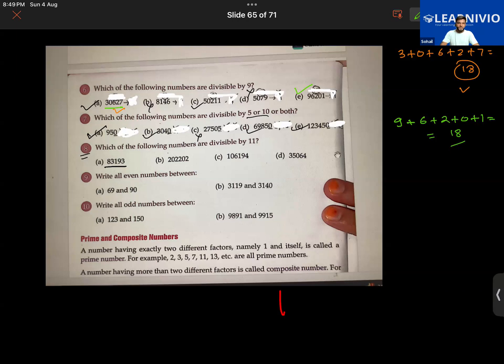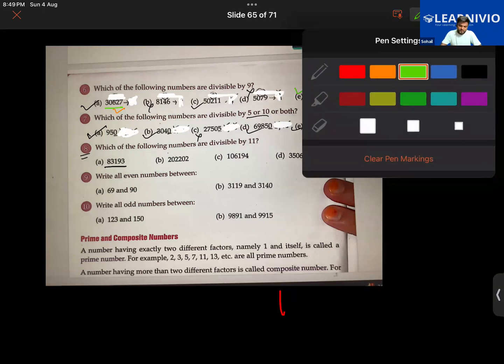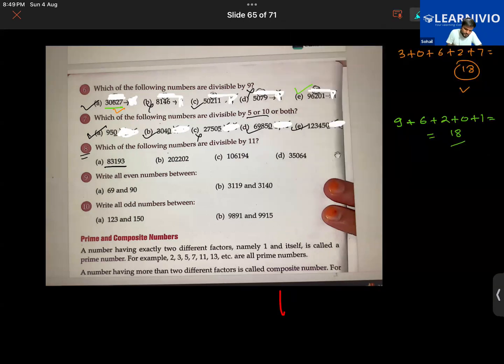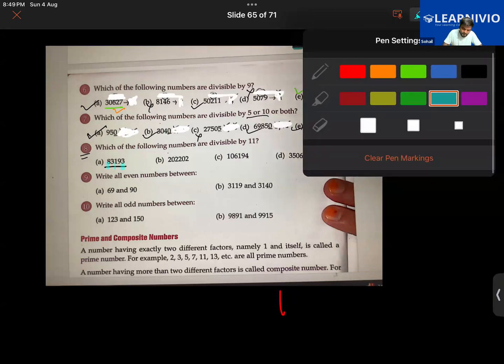Sir, we have to first take the alternate digits, like 8, 1, 3, and then 3 and 9. Very good. Like that, you have to take alternate digits, and then after that, add the alternate digits, right?